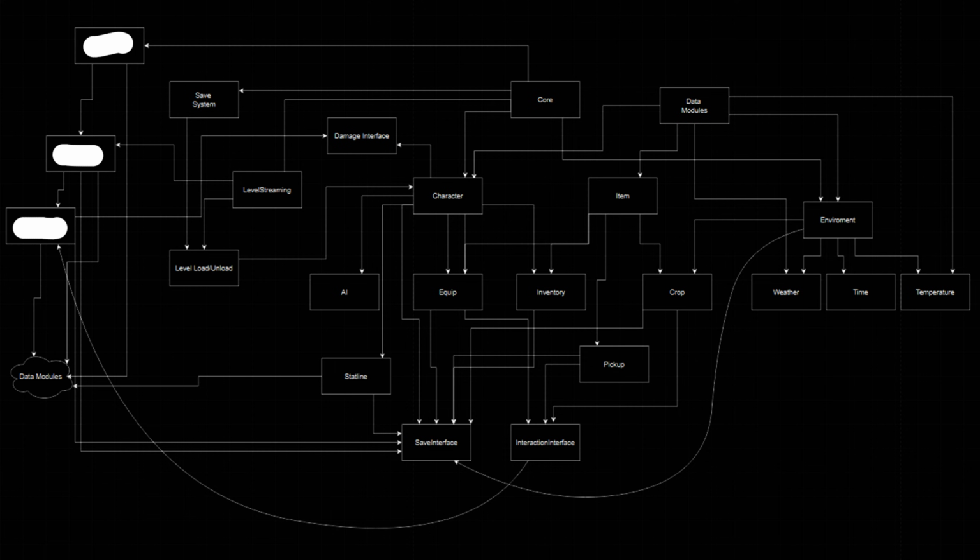So for example, the character module is going to have a dependency on the core module. I've got that the wrong way around. The core module is going to have an included dependency of the character. I want to make sure I get that wording right. So core needs to know about character. Character needs to know about equip. It needs to know about inventory, and it needs to know about the AI. And it needs to know about the stat line. And it needs to know about the save interface.